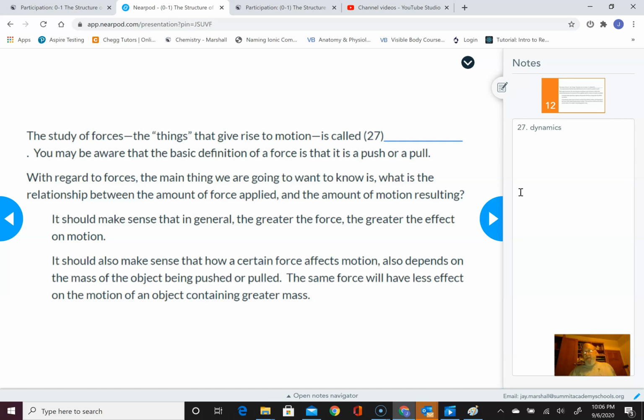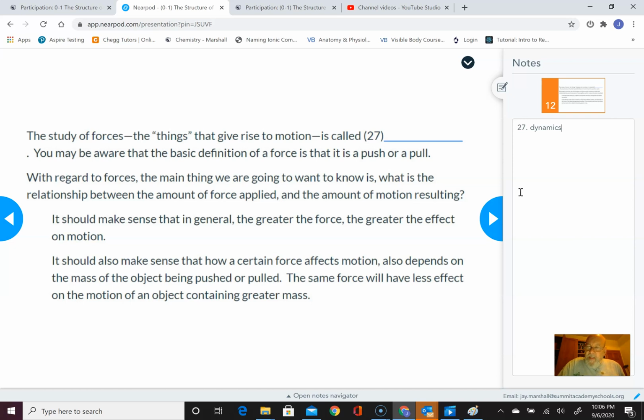So with regard to forces, the main thing that we're going to want to know is, what is the relationship between the amount of force applied and the amount of motion resulting? And you don't have to be Newton to figure this out, right? You see this every day in your life. The greater the force, the greater the effect on motion. The greater the force, the greater the acceleration. That's what we're trying to determine here. If I use a certain amount of force, how much change of motion do I get?